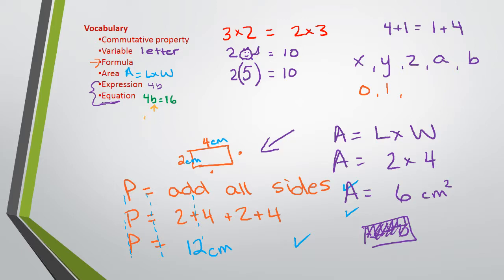So let's figure it out like we did on the last unit. 4b equals 16. So we want to divide by 4 so that we can get our 4's out of there. And if we do that to one side, we must do it to the other side. So we divided by 4 on both sides. What's left of my little equation?